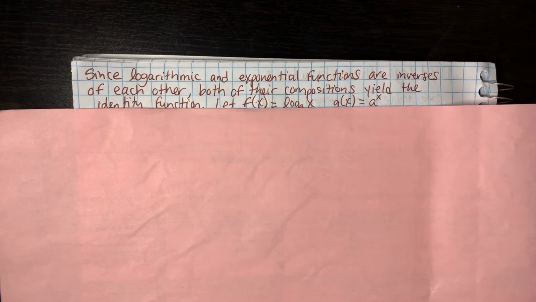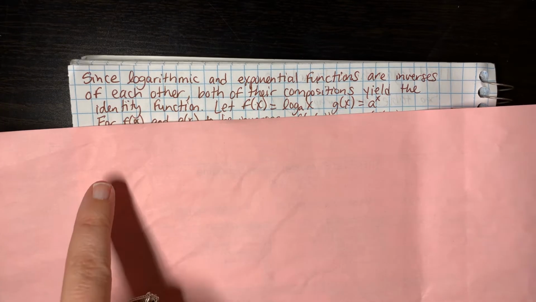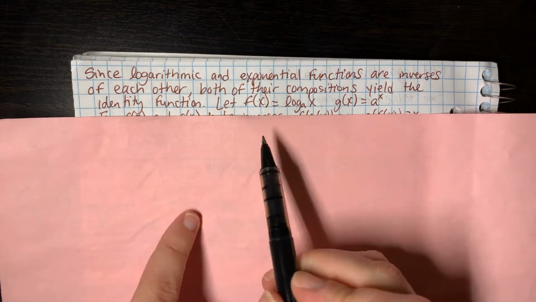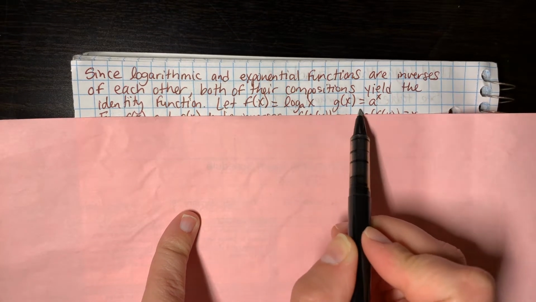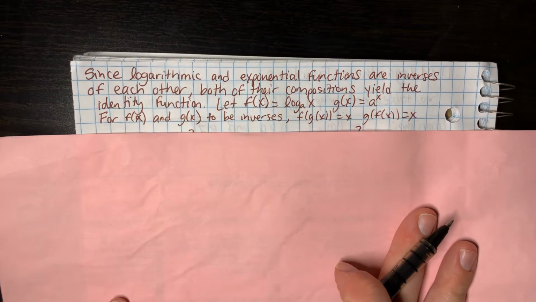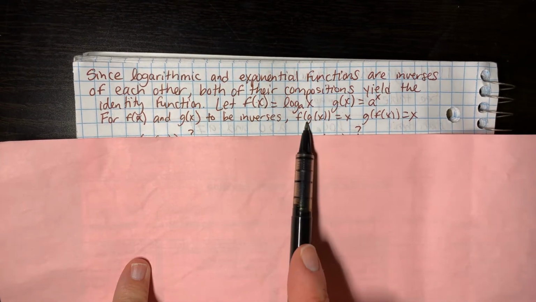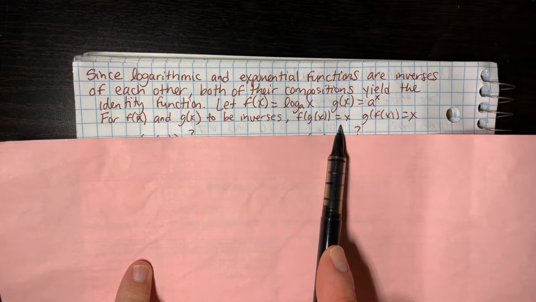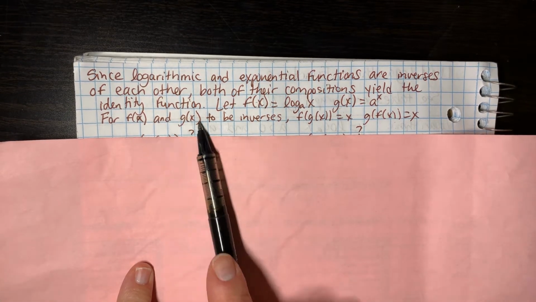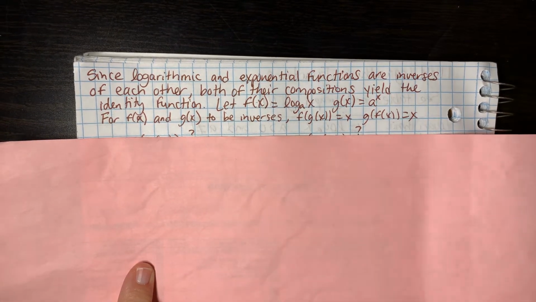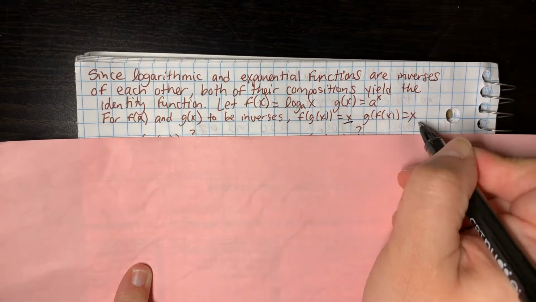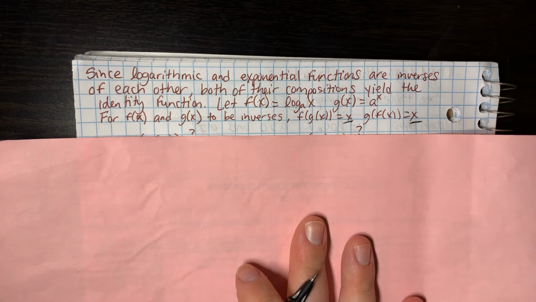So another thing to talk about, since logarithmic and exponential functions are inverses of each other, both of their compositions yield identity functions. So we're going to say that f of x equals log base a of x, and g of x equals a to the x. So we're going to do a composition of functions, and in order for f of x and g of x to be inverses, when you put them into each other, the final answer must equal x. So we're going to experiment with that.